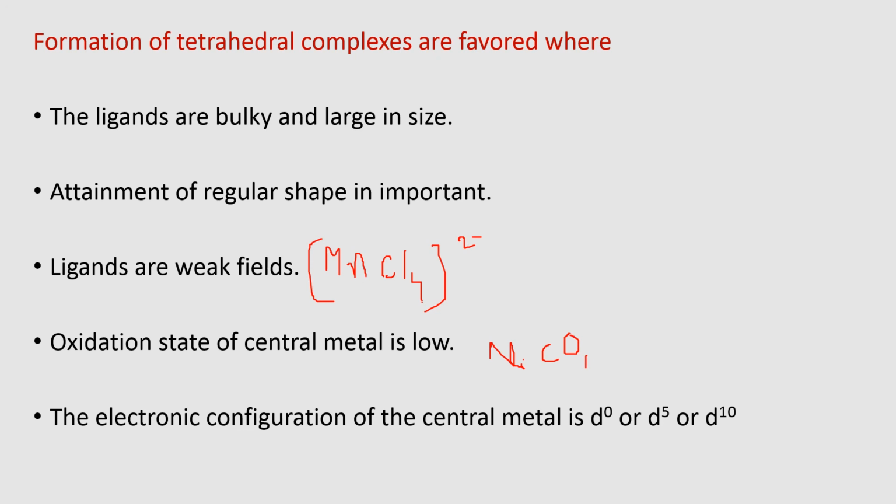Ni(CO)4 complex, the nickel is in zero oxidation state. So in this complex also, the oxidation state of the metal is very low. It also leads to tetrahedral complex formation. And the electronic configuration of the central metal ion d0, d5 and d10, even these configurations will lead to the formation of tetrahedral complexes. So this is about crystal field splitting in tetrahedral complexes. Thank you.